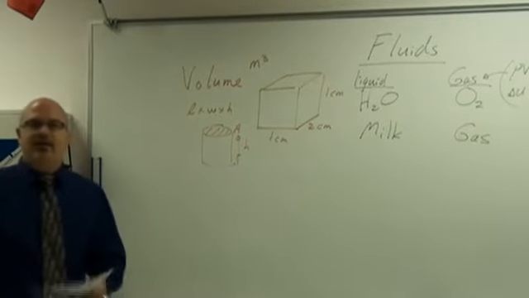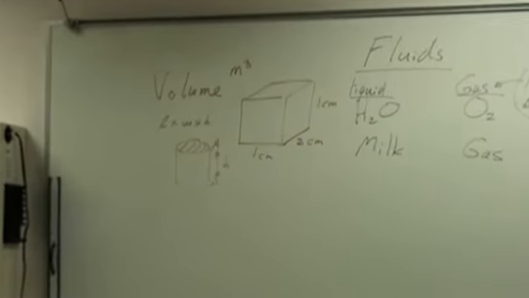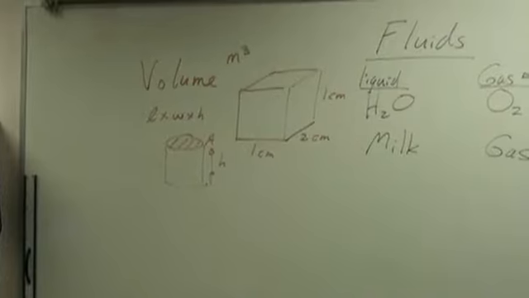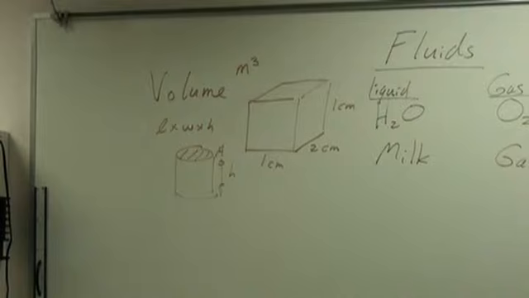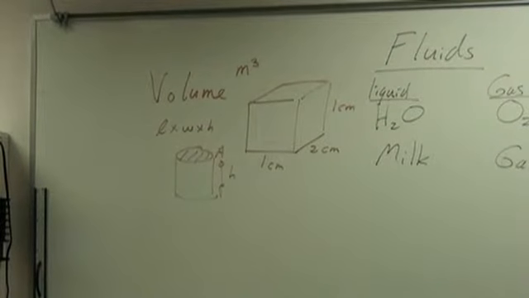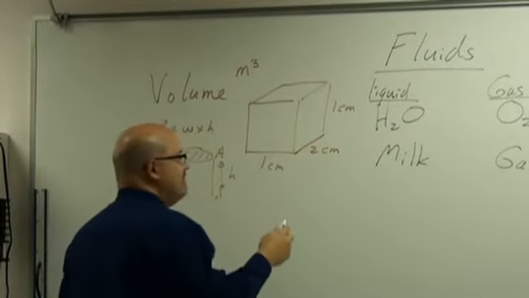All right, will you please calculate the volume of that rectanguloid? Two centimeters cubed. It's got to be in meters cubed, please. 2e to the negative 6. 0.000002 meters cubed.